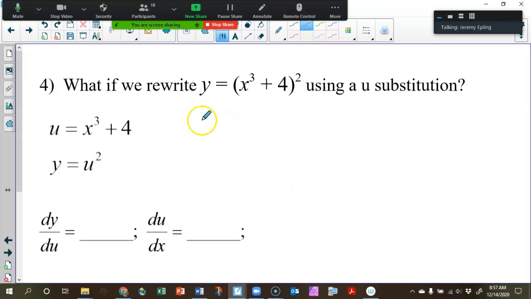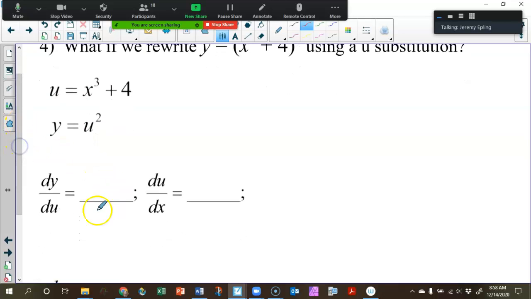So when you were in 9th and 10th grade, especially sometimes with some factoring problems, you would do a substitution, typically a u substitution, to rewrite a complicated expression. Now, while x cubed plus 4 quantity squared is not an overly complicated expression, we can rewrite this using a u substitution. We can let u be x cubed plus 4, and we just then have the function y equals u squared.